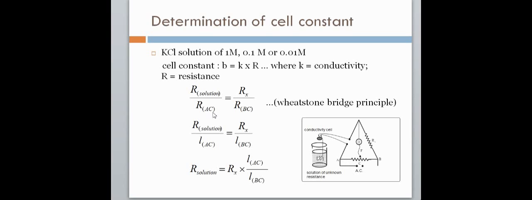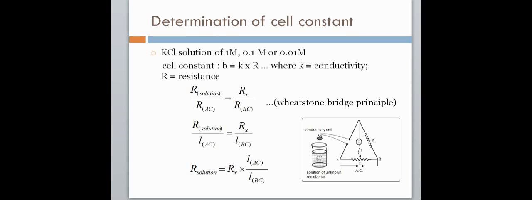So once you get the resistance of AC and resistance BC. Now you may not get RAC and RBC directly, because resistance is directly proportional to the length. So I can replace RAC with the length AC, and RBC with the length of that conductor BC. So R solution upon LAC is equal to Rx upon LBC. Since we already know the value of Rx, R solution is equal to Rx into length of AC upon length of BC. So this is how we can calculate the resistance of an unknown solution using the Wheatstone bridge principle.